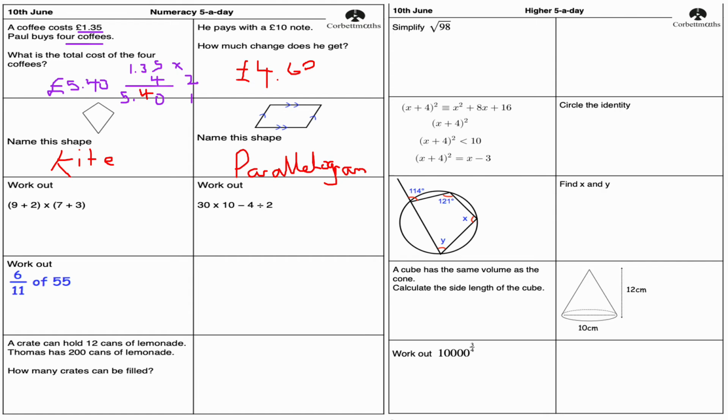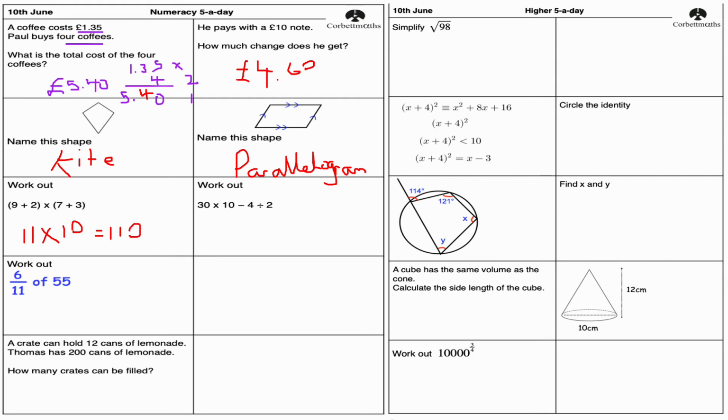Okay, next part, using BIDMAS, do the brackets first. 9 plus 2 is 11. Okay, 7 plus 3 is 10. 11 times 10 is 110, guys.